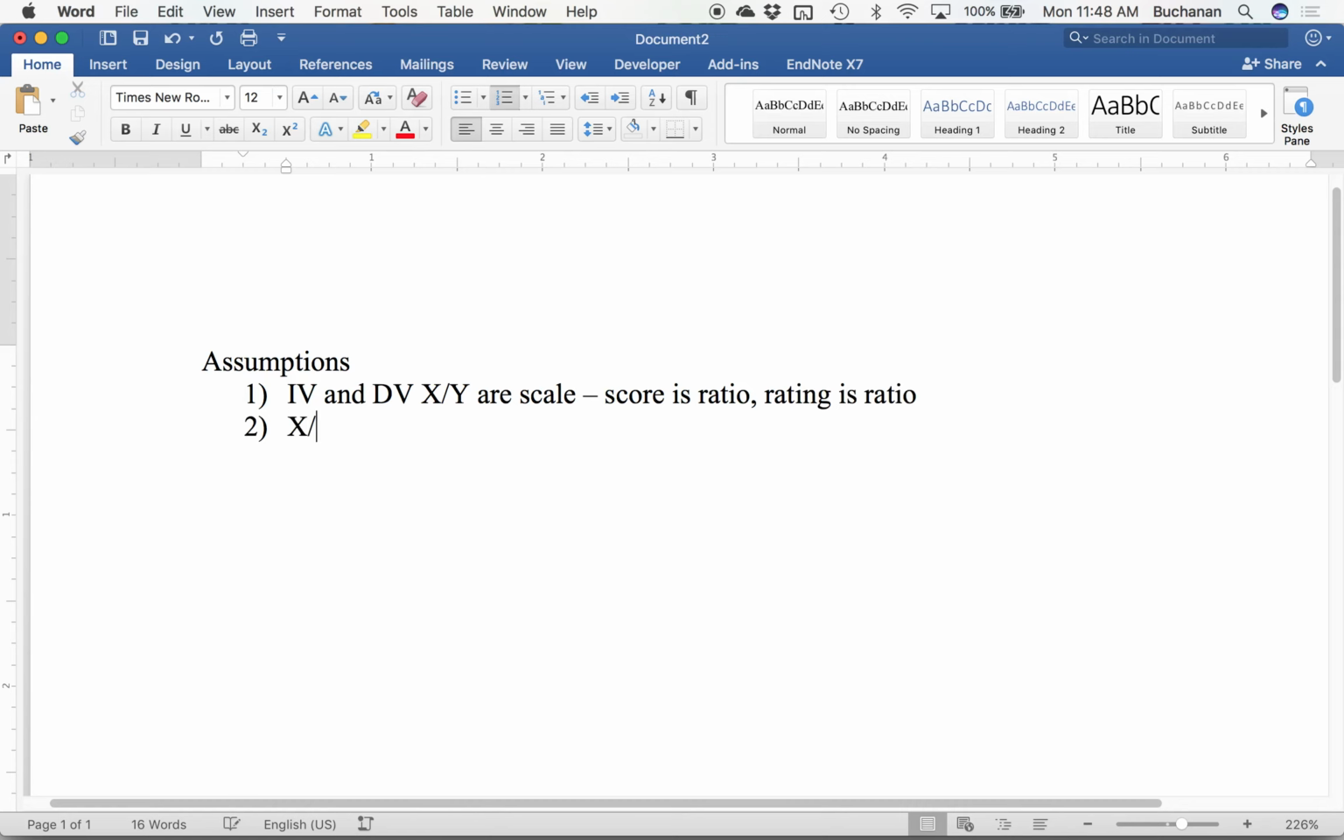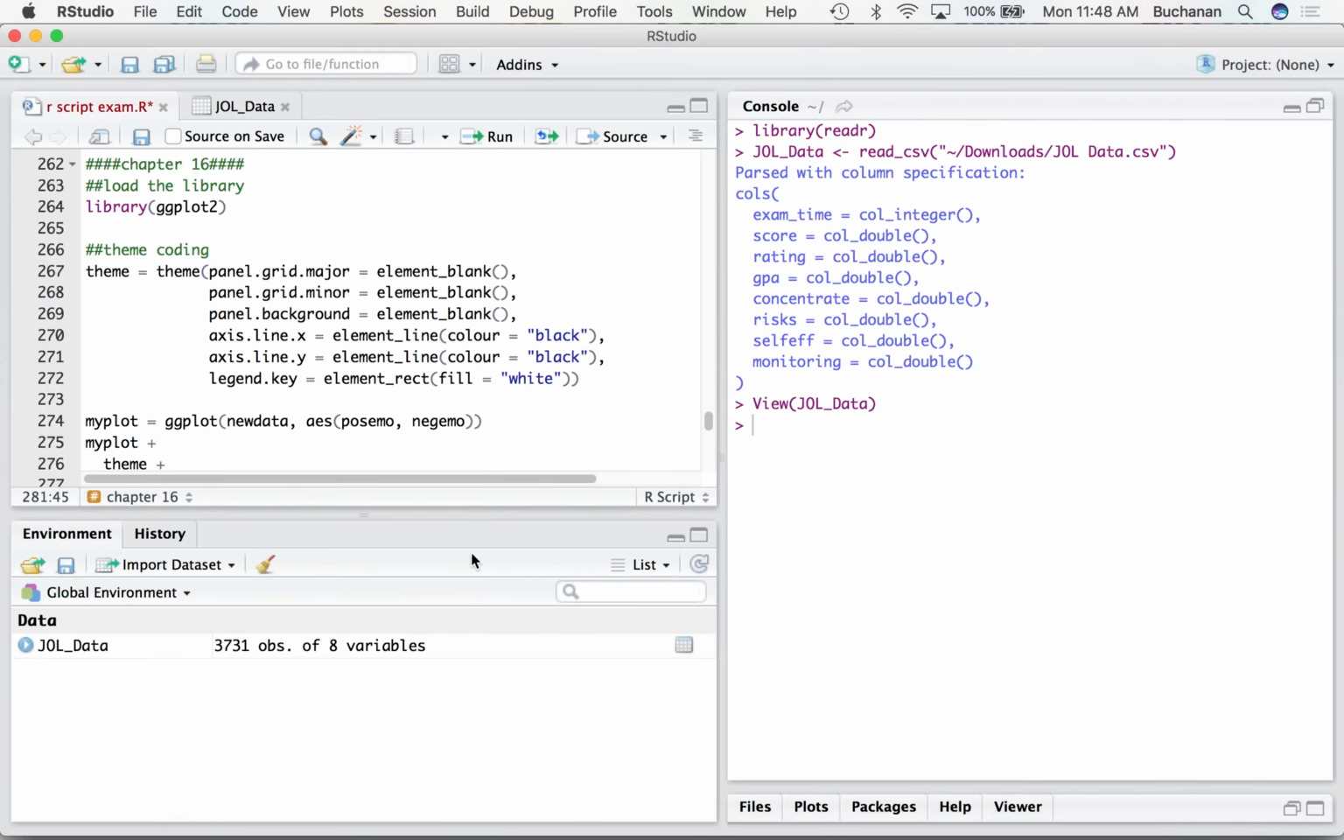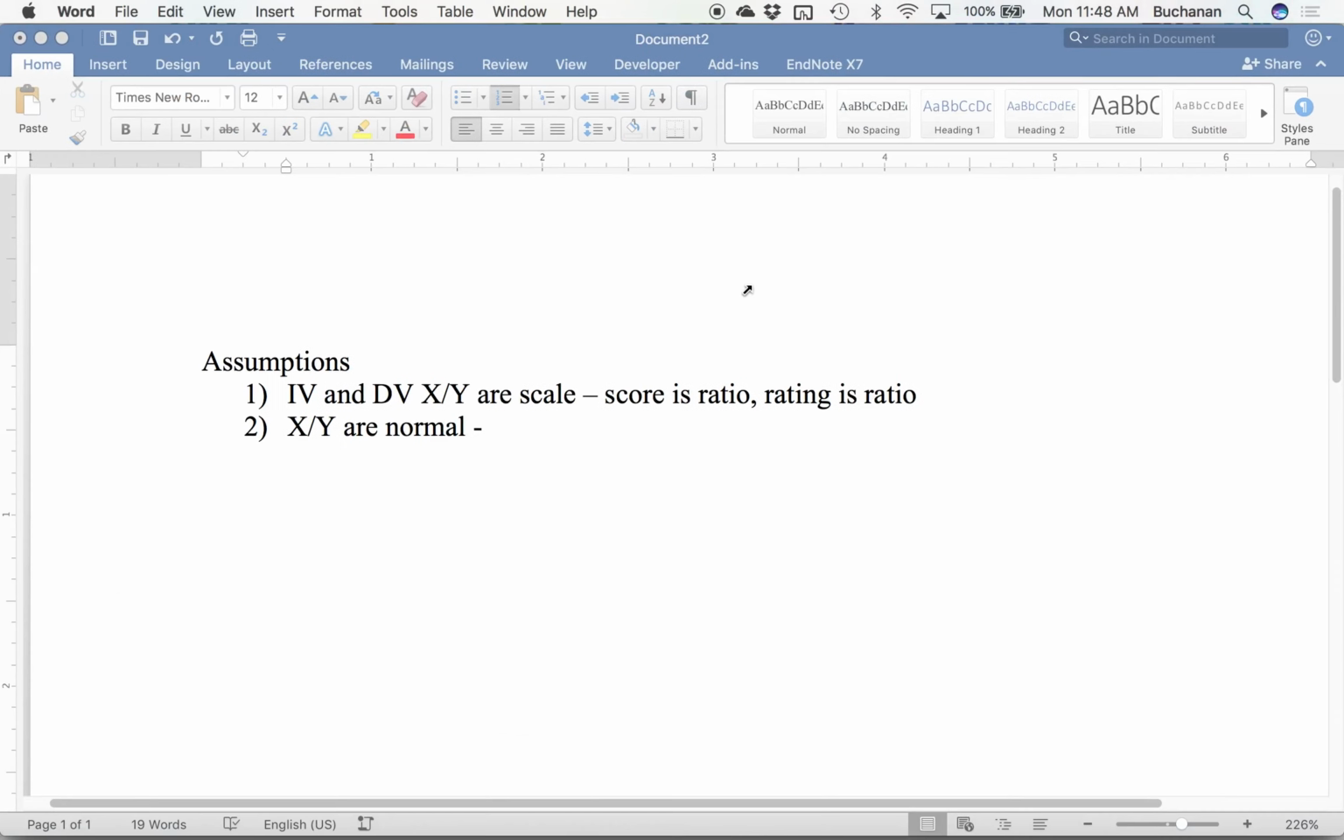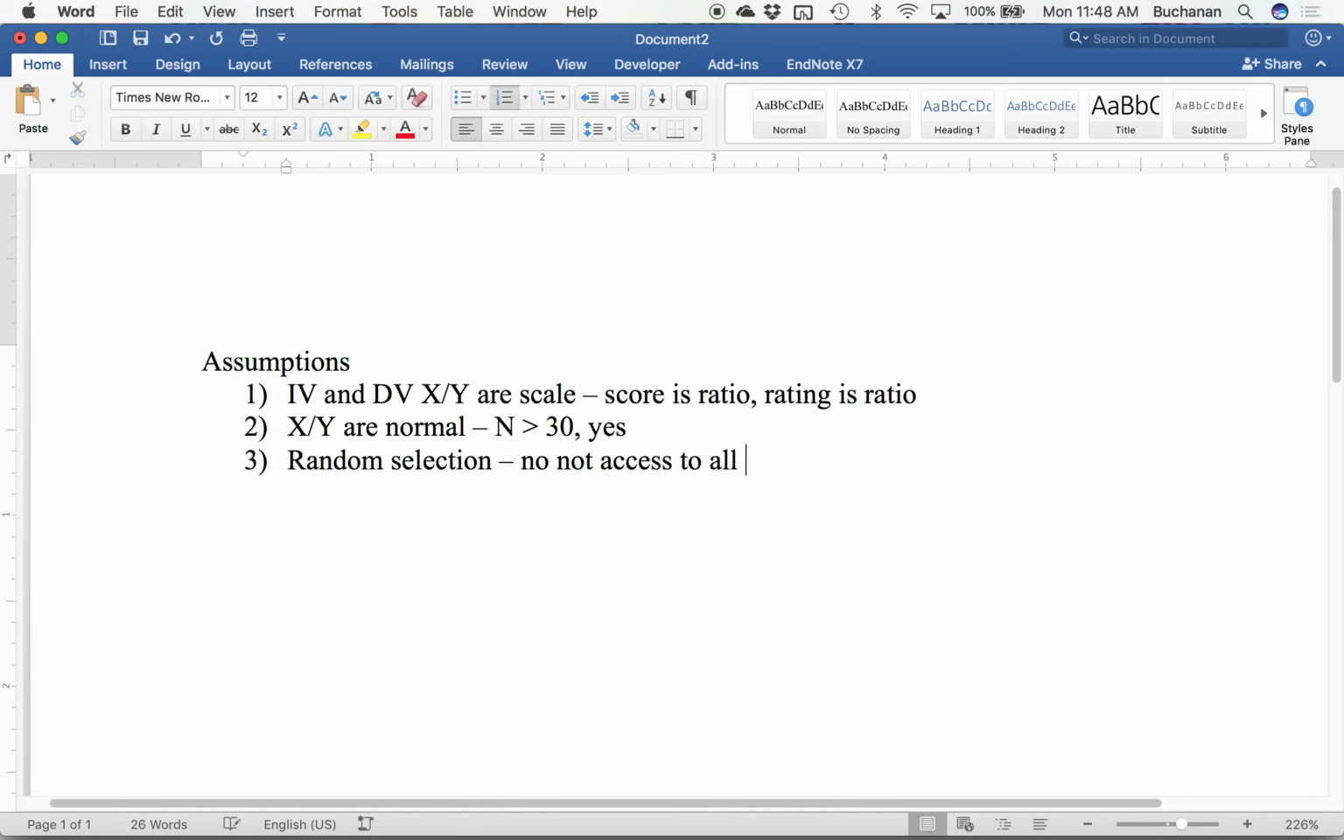And now we need to know that X and Y are normal. Well, in this case, we have 3,700 observations, so we've hit the central limit theorem where n is greater than 30, so we can assume that it's normal. When we have random selection, well, if I consider this, again, to be just my class, I could say yes, but if I consider this anybody who's taking a statistics course, I could say no. And random assignment is also no, because I can't randomly assign which exam it is or what score they're going to make, that sort of thing.